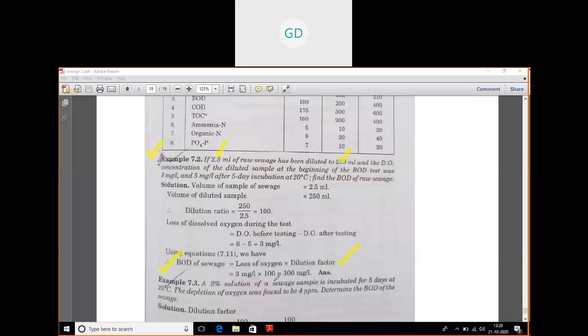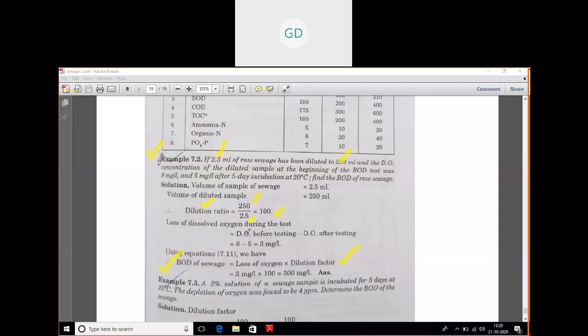Now the dilution factor you need to find out. Just now we got the formula for dilution factor. It is the volume of the diluted sample divided by the volume of the undiluted sample. Dilution ratio or dilution factor, same thing. So the dilution factor is 250 by 2.5. 250 is the diluted, and 2.5 is the undiluted. So what is the dilution factor you got? It is 100. Clear? It is 100.